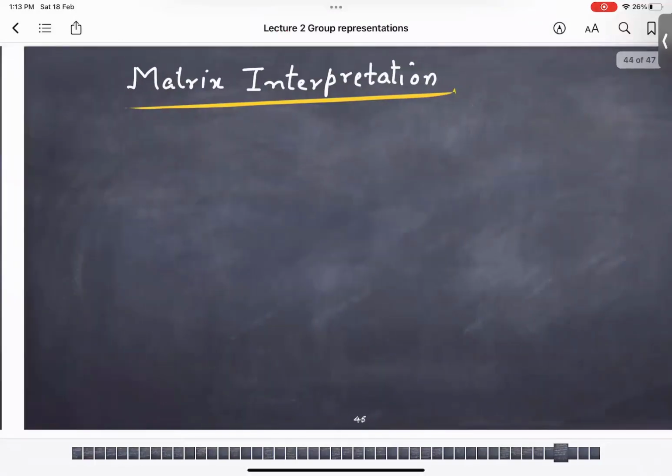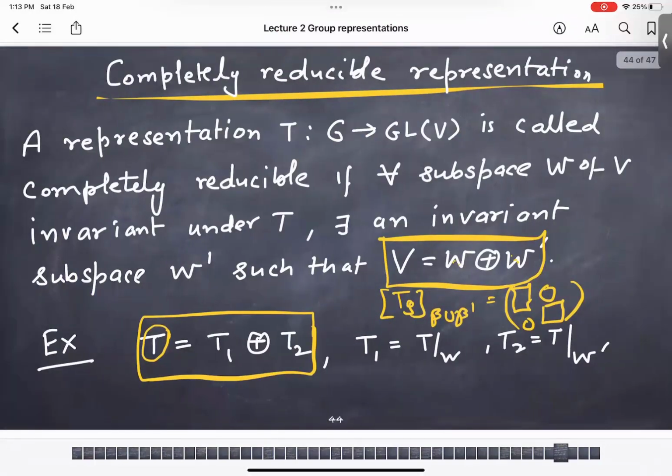So I think I will stop here. Tomorrow I will connect representations with modules, and then we will see the semi-simplicity of the group algebra FG, Maschke's theorem, when it is semi-simple, and when you can decompose your module over FG into a direct sum of irreducible submodules. Then we will give the connection of how you can decompose a representation into a sum of irreducible representations, of course with constraints on the field F. So I will stop here.